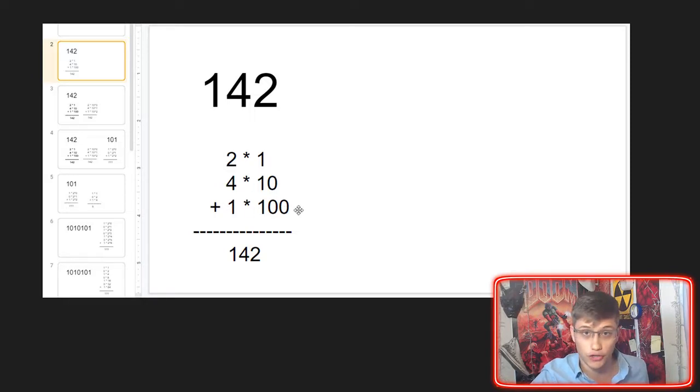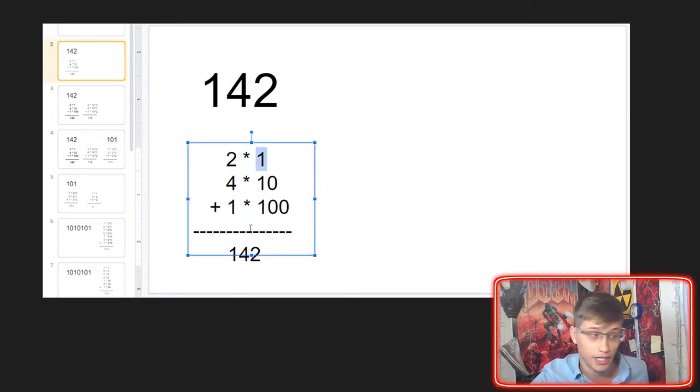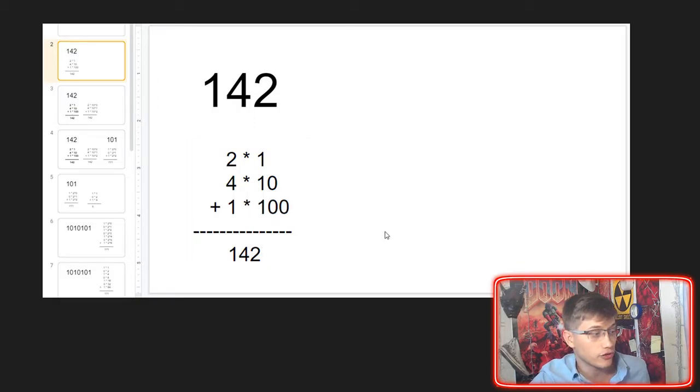1 times 100. Basically what's going on there is it's times 1 because that 2 is in the ones column. It's times 10 because that 4 is in the tens column, and it's times 100 because that 1 is in the hundreds column. So when you add them all up together, you get 142.